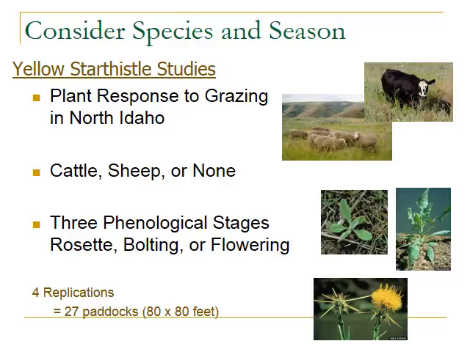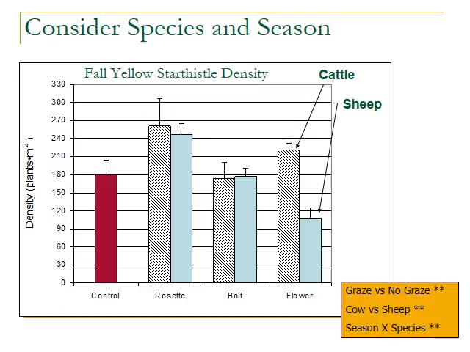The important point is that in all of the treatments, the red bar is the control, if we had done nothing. You'll see that no species was able to reduce the amount of yellow Starthistle below that red bar except sheep grazing late in the season when the plant was flowering. So the only time that we were able to reduce yellow Starthistle with grazing was when using sheep and when using them late in the season. I'll come back to this graph to talk about season later.